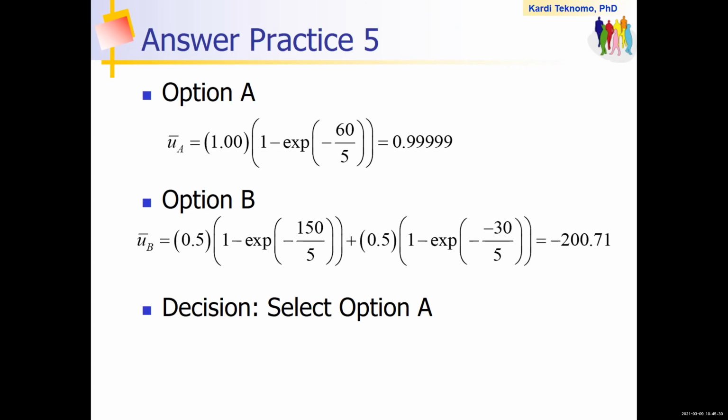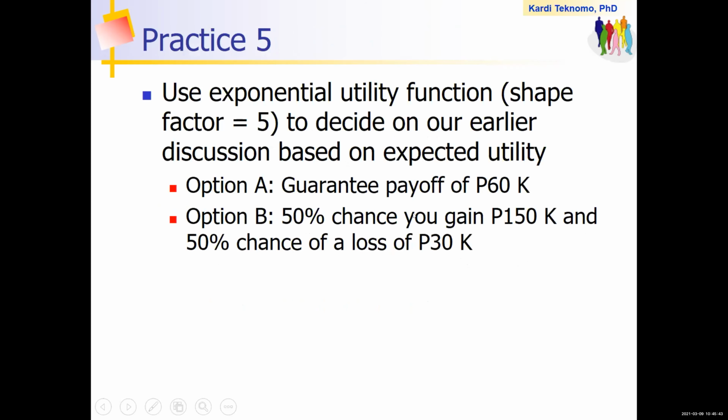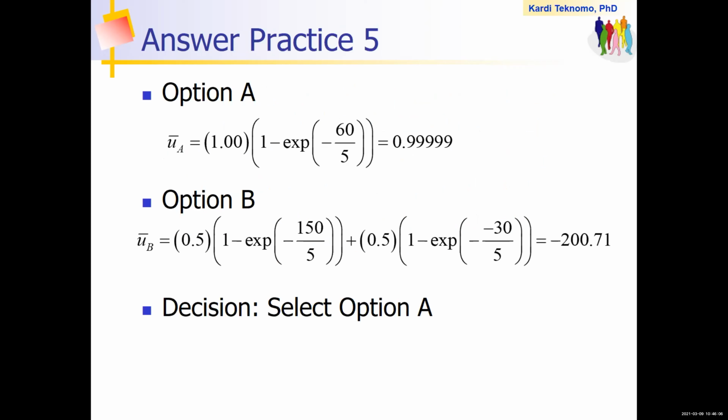Sorry, for question practice 5, we can also use the polynomial. Yes, polynomial, but if you use polynomial, then you don't have a shape parameter, right? Yes, this one, the parameter is 5. The parameter is given as 5 in this case. Oh, shape factor. Yeah, the shape factor parameter is the same as risk tolerance. Okay, yes, sir.